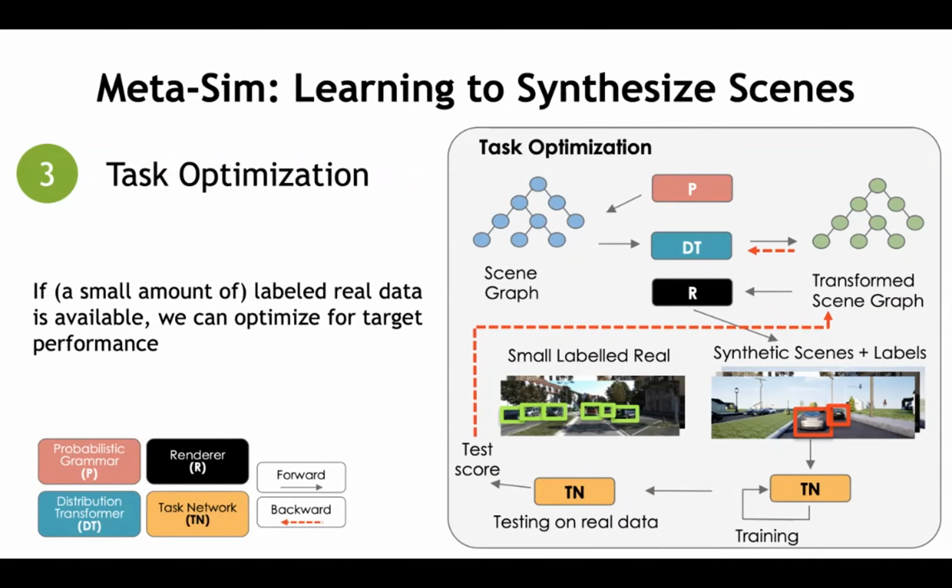So here it would be the object detector during training. So we generate some data set sample for the current GCN. We train this task network on this data. We get a score on the real data. And then we propagate that score back to the GCN. So we're basically optimizing for the target performance.